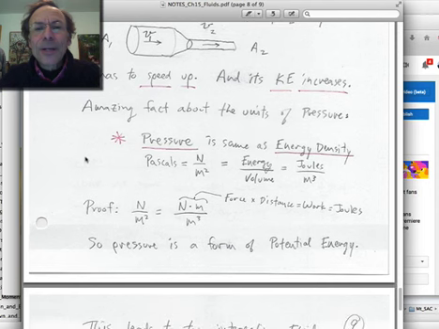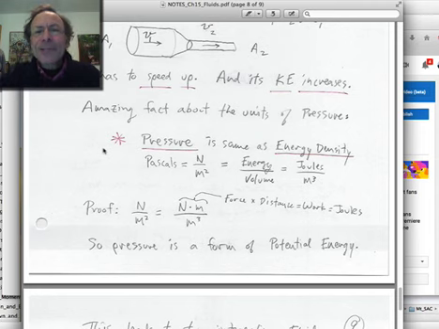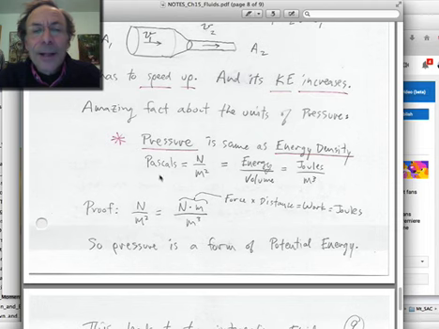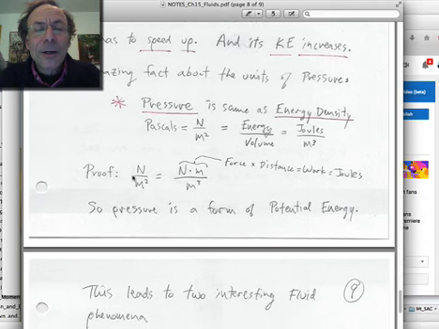Now, here we have to change gears just a little bit. We have to think about the pressure and the units of pressure. And here's the amazing thing. Pressure, which is in newtons per square meter, has the same units as the density of energy. So energy density, okay, energy, which is in joules, per unit volume, which is in cubic meters. And then I've got the proof of that down here.